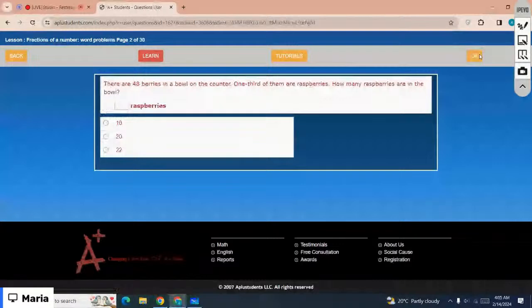There are 48 berries in a bowl on the counter. One third of them are raspberries. How many raspberries are in the bowl? Which is the correct option? You need to calculate one third of 48.